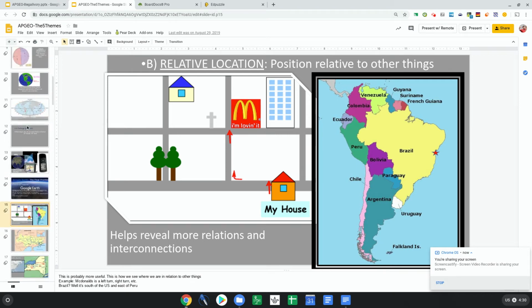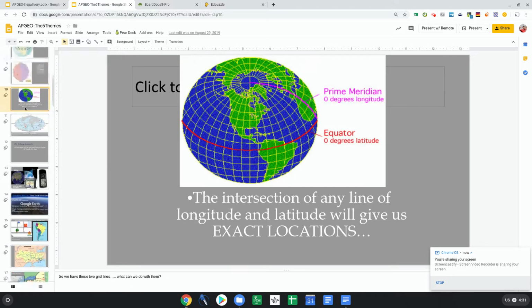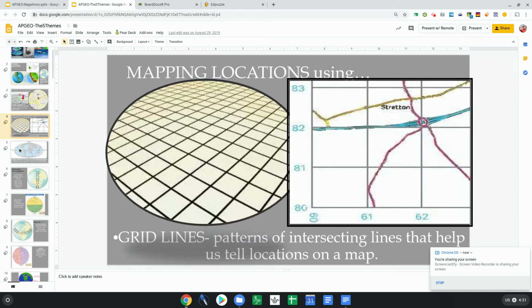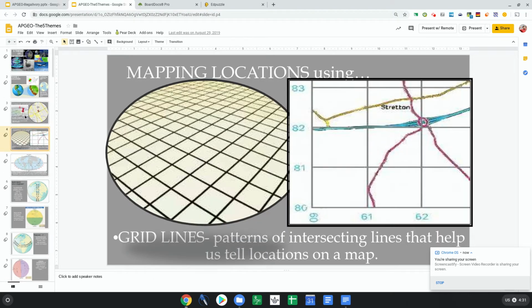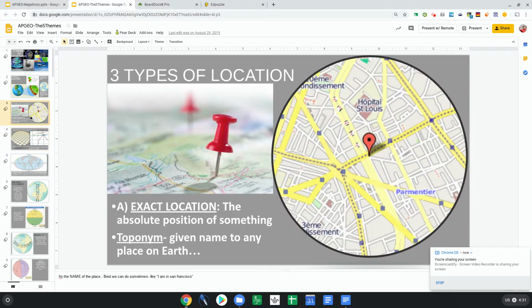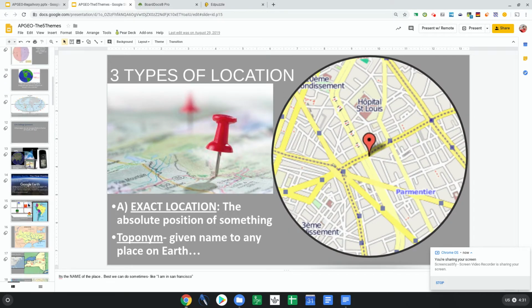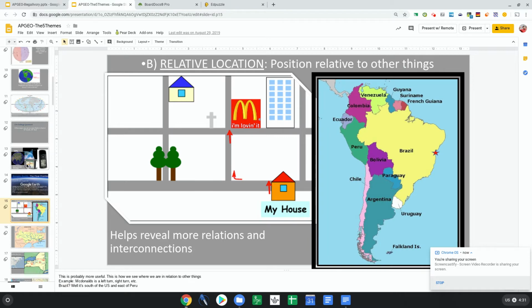All right, I want to show you where we left off when we're talking location. So we're going to go back. This is right after we talked about mapping locations, and we talked about the equator, and all these sort of things. We talked about exact location, but now we're going to talk about another idea, which is relative location.